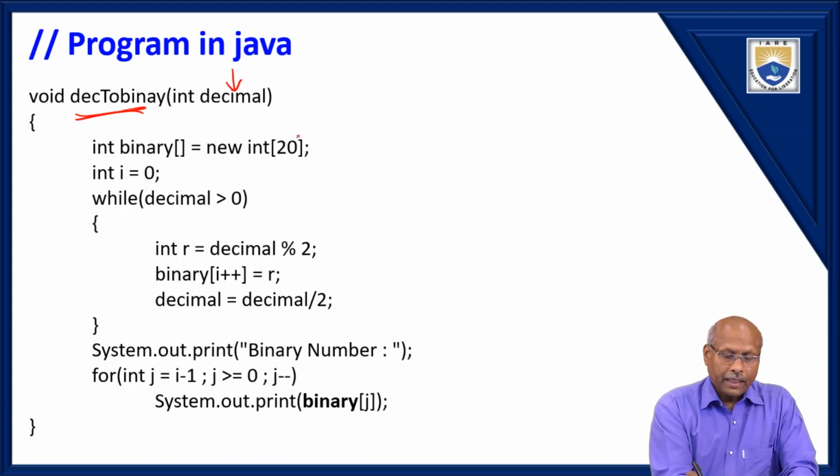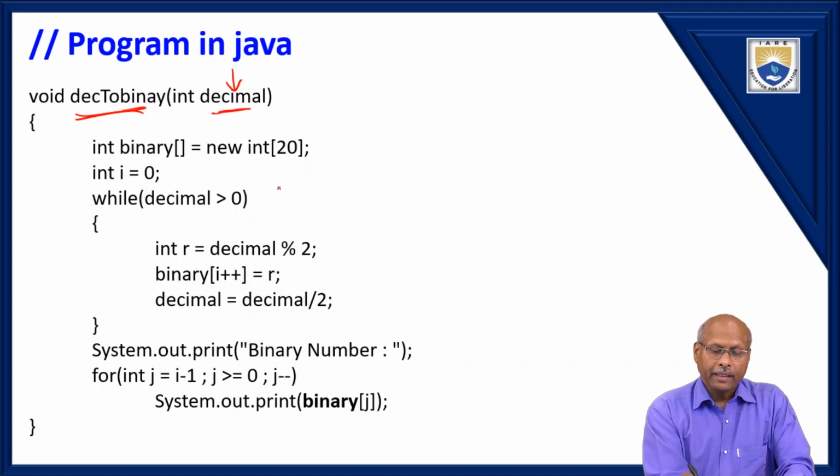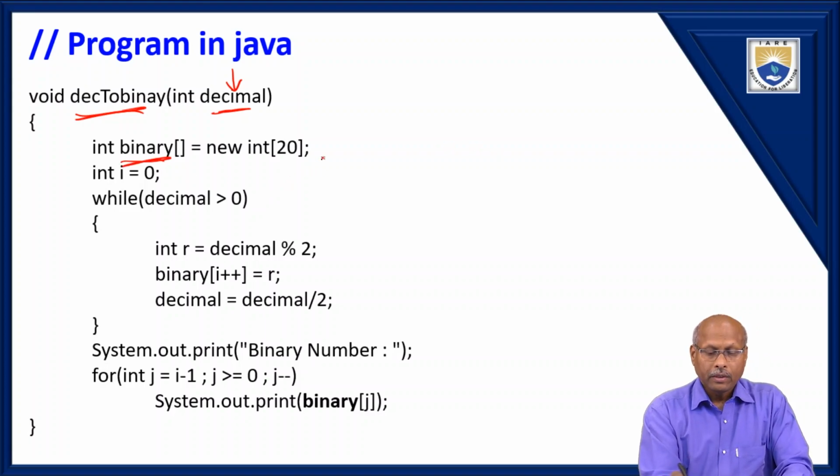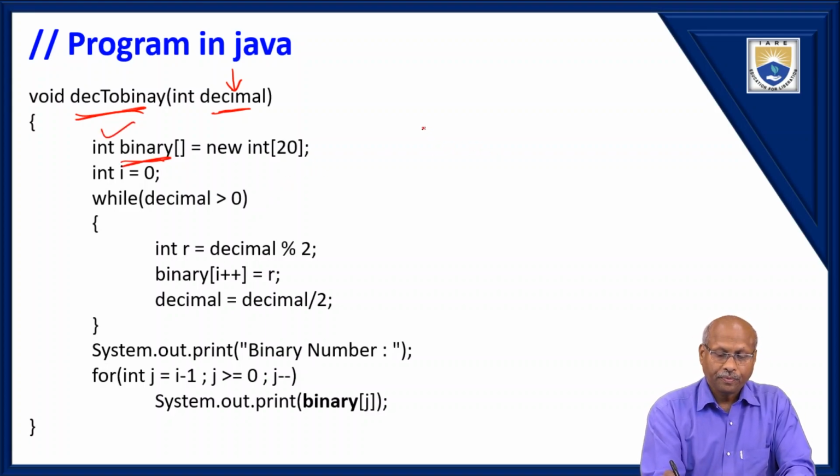So now, initially I have the decimal number, and that remainder I will store in an array. So I am defining one binary array, all of integer type.